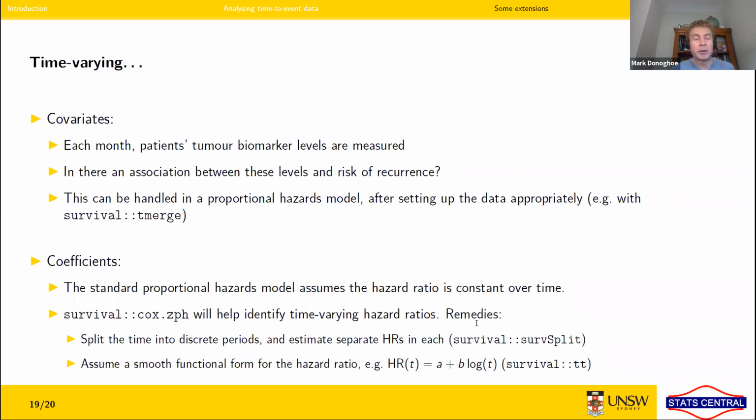And if we do find evidence of a time varying hazard ratio, there are some options. So the simplest case is you can just split the time period into discrete chunks and estimate separate hazard ratios in each. So you can say up until 2 years, there's treatment effect A, and after 2 years, there's treatment effect B. Or you can assume that there's a smooth functional form for the hazard ratio. So maybe it slowly increases over time or something like that. And again, there are functions that will help you to do that.